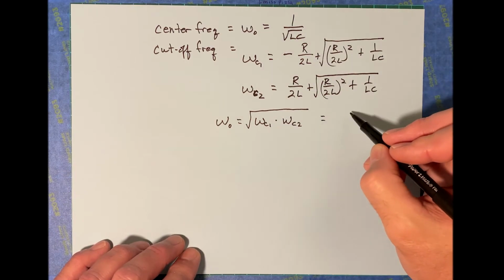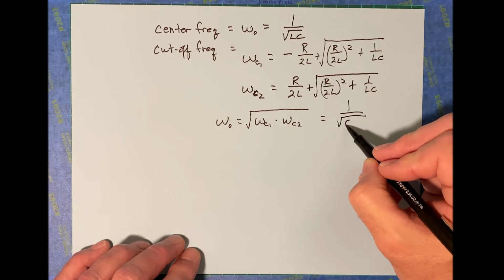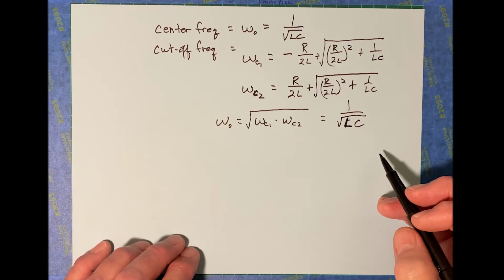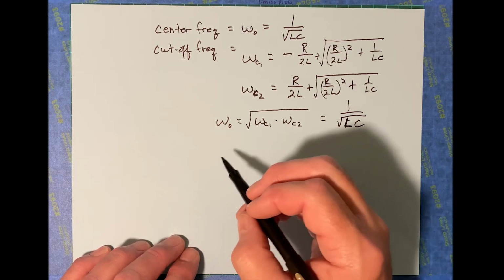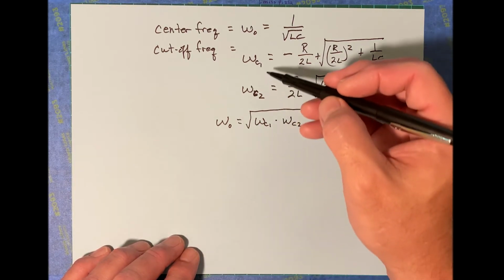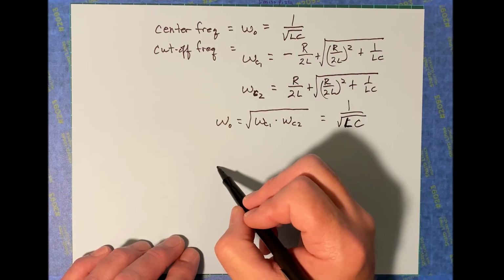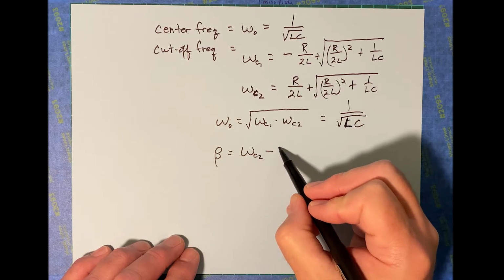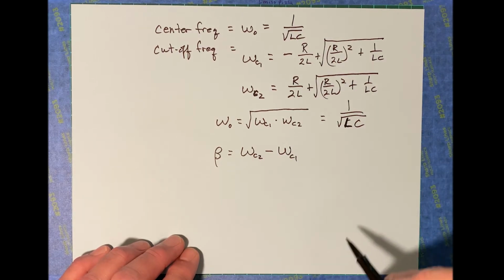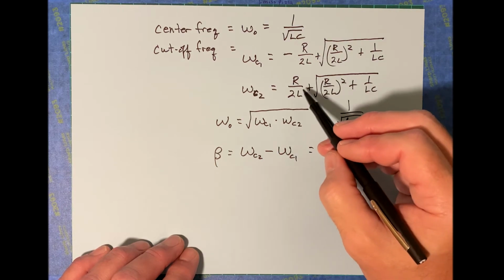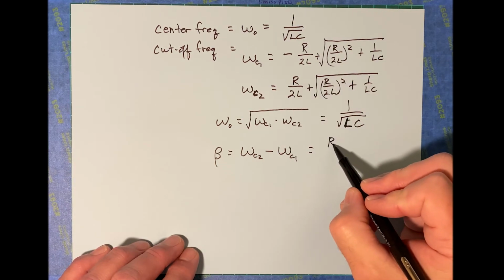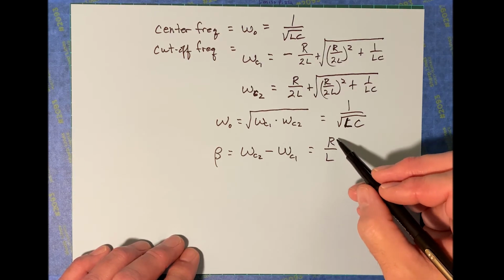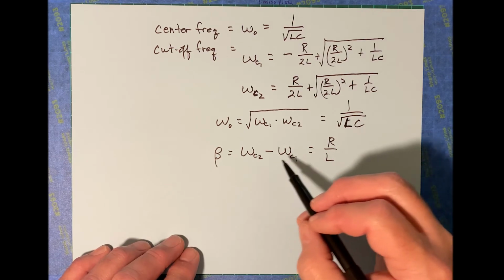It's not exactly in the center. And this is L, it's LC. All right. Now, the bandwidth, though, is just the difference between these 2 cutoff frequencies. So bandwidth beta is just the upper cutoff minus the lower cutoff. And if you do that subtraction, this minus that, well, that's just R over L. And that's the inverse tau for this one.